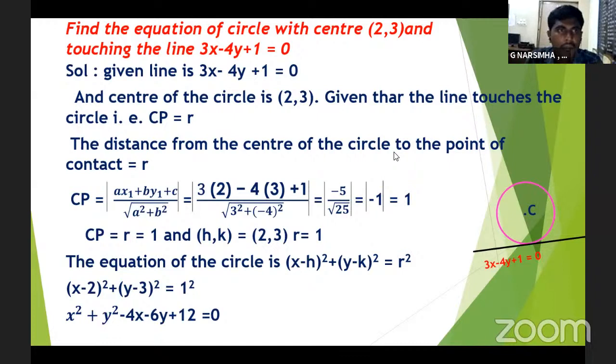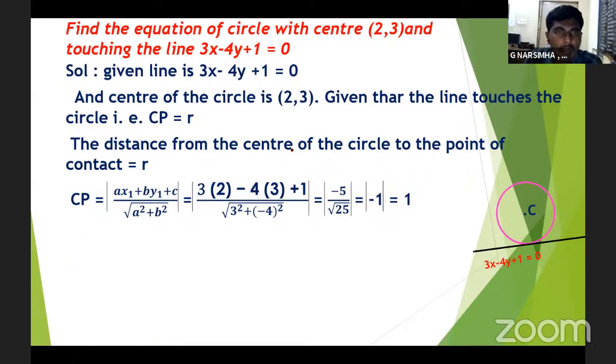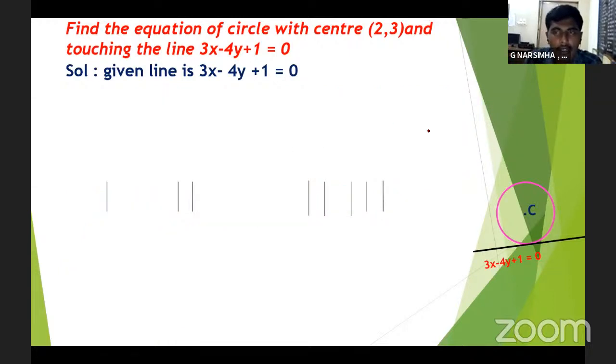Once again, I am recalling for you: find the equation of the circle with the center (2, 3) and touching the line 3x minus 4y plus 1 equals 0. Just observe the question, you may get an idea of the steps we are going to discuss. Here, the center of the circle is given. When you find the radius of the circle using this data, you can find the equation of the circle directly by using (x minus h) whole square plus (y minus k) whole square is equal to r square, because the center is already given. We just need to find the radius.